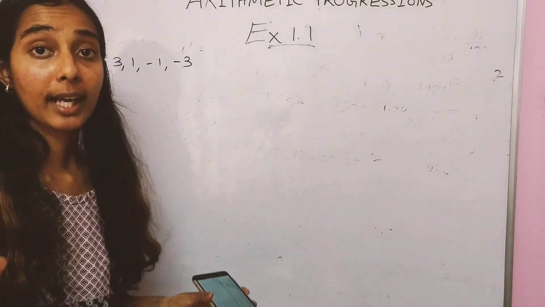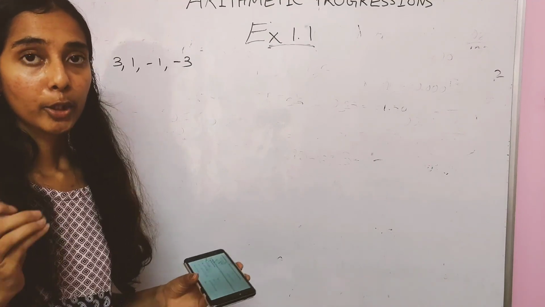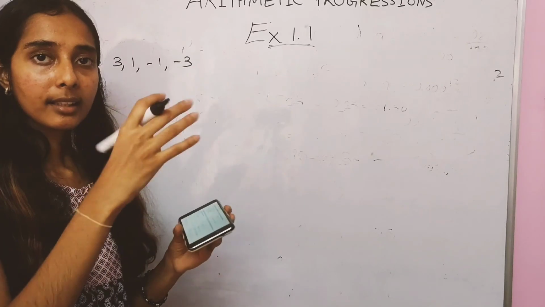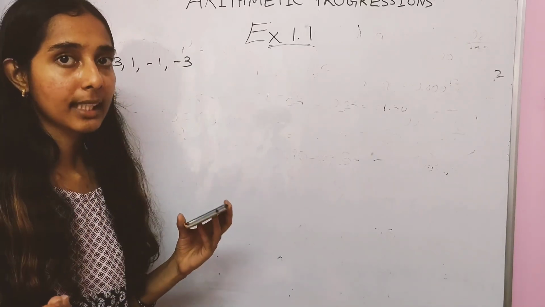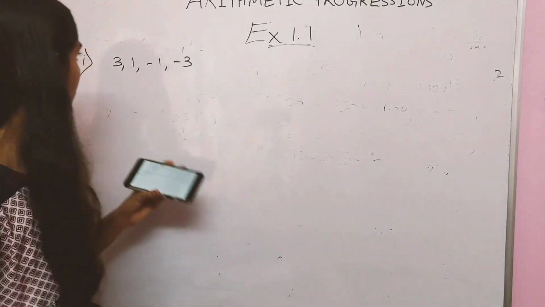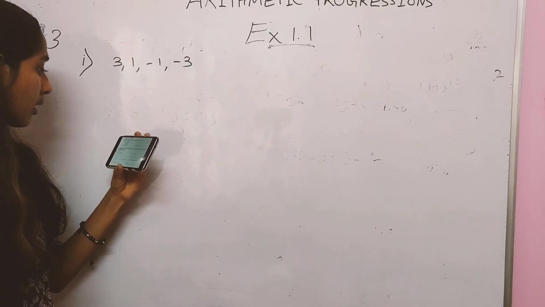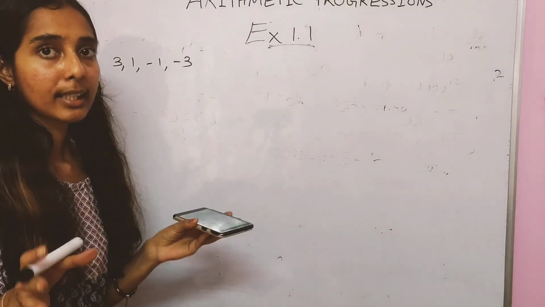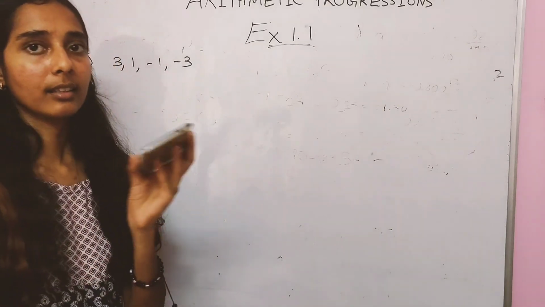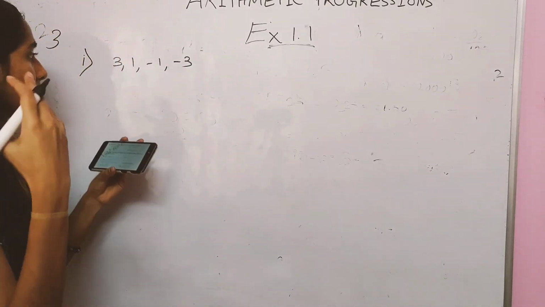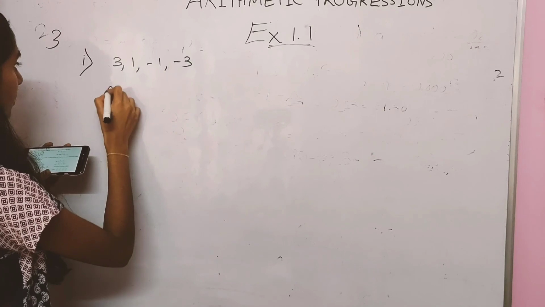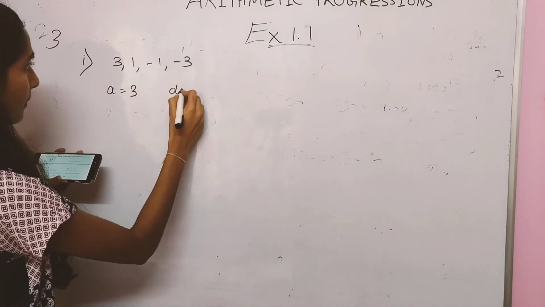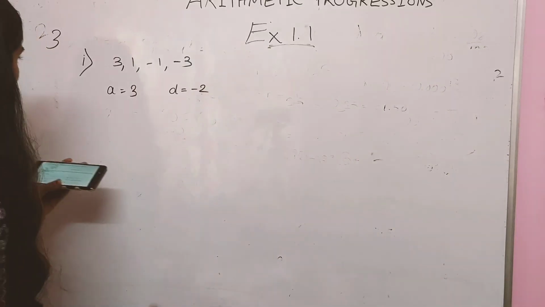If they tell us to find the arithmetic progression, you need to find at least 2 or 3 common differences and compare them. If they are not the same, it is not an AP. Now they have not told us to find whether they are AP or not. They have told just to find A and D, that is first term and common difference. So the first term is 3. Common difference is 1 minus 3, minus 2.